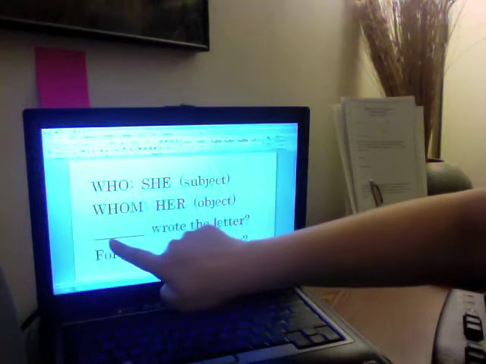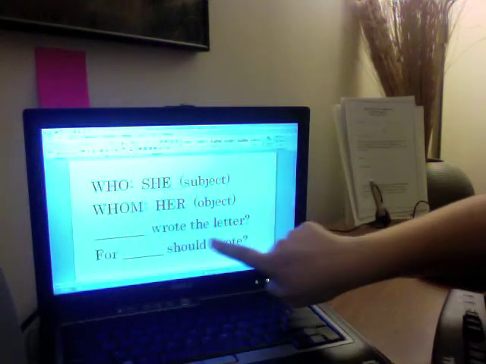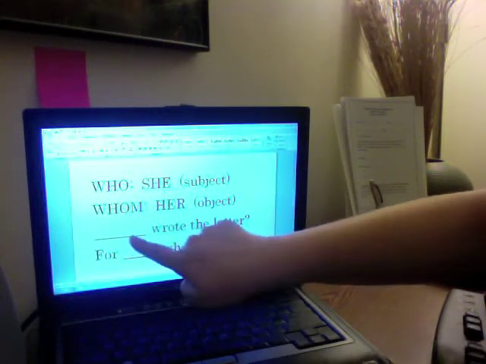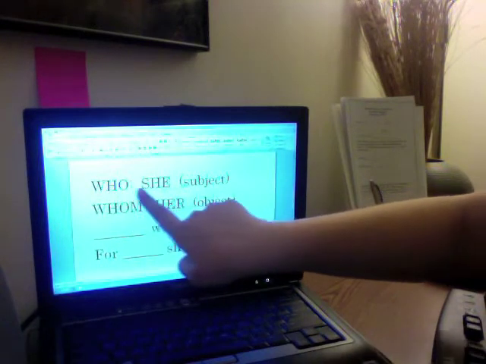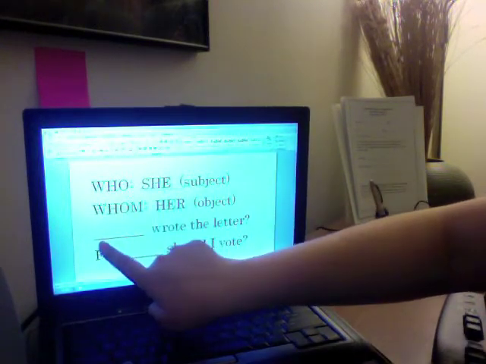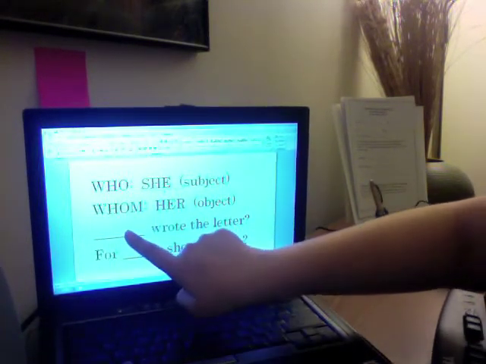For example, in this sentence right here, if you want to answer this question, who or whom wrote the letter, you want to choose, is it who or is it whom? Try to answer that question. Would you say she wrote the letter or would you say her wrote the letter? In this case, you would say she wrote the letter. So she is the subject. So in this case, you would have to write who wrote the letter because who is the subject.